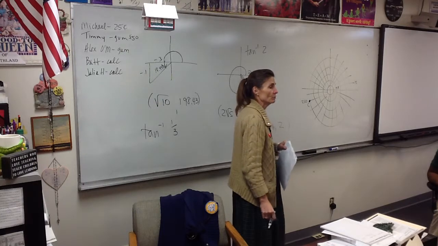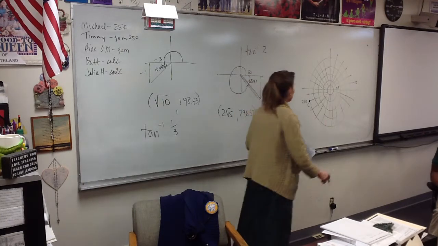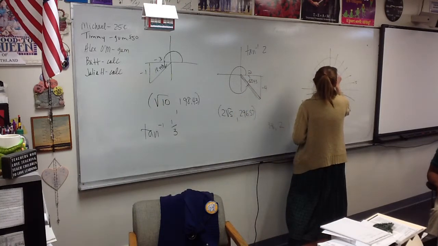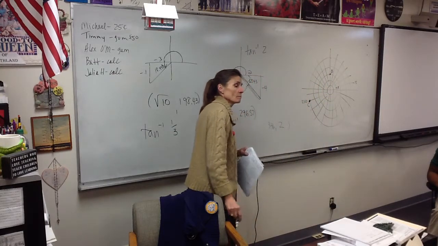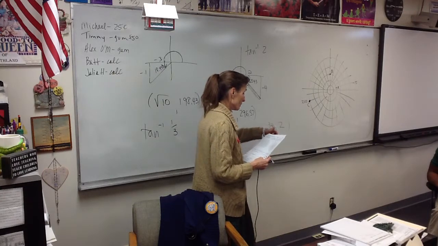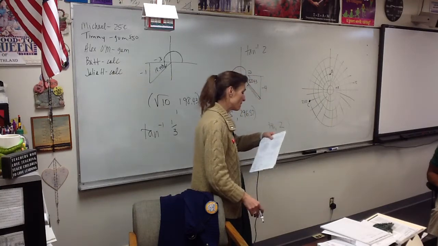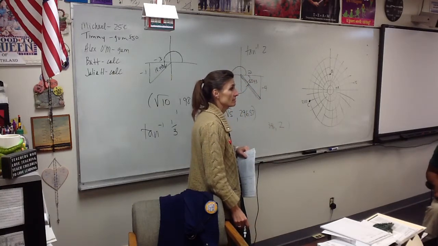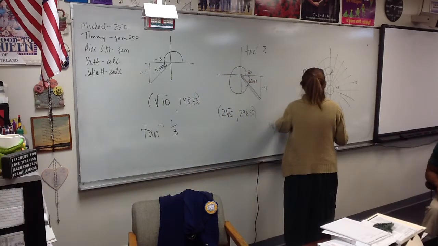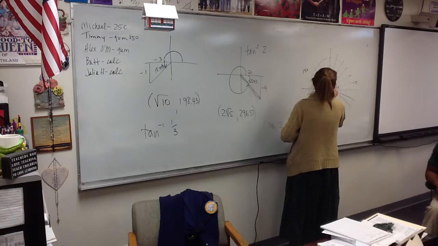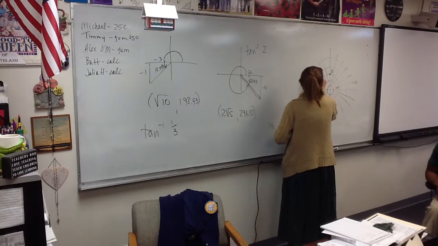What's pi over 2? 90. So that one would be right here. This is point B, right there. 3 comma 90. Uh-oh, 5 pi over 6. 150. So we're plotting at 4 comma 150. There's point B.